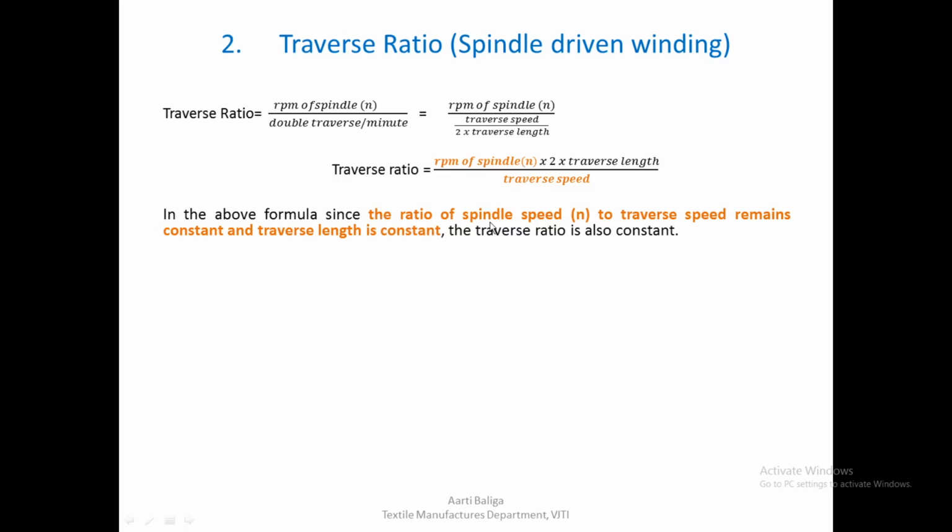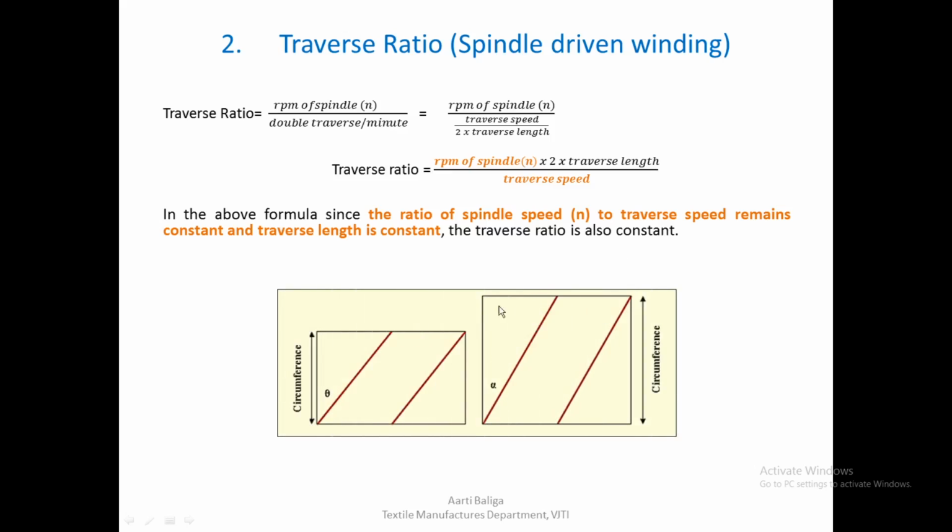In the above formula, we know that in spindle driven winding the ratio of spindle speed to traverse speed remains constant, and also the traverse length is constant. So traverse length as well as this ratio would be constant. So the traverse ratio, the left hand side, will also remain constant throughout the build of the package. This is how the situation will look: the traverse ratio would be constant, and only theta, the angle of wind, would be reduced, which we have seen in the earlier slide.